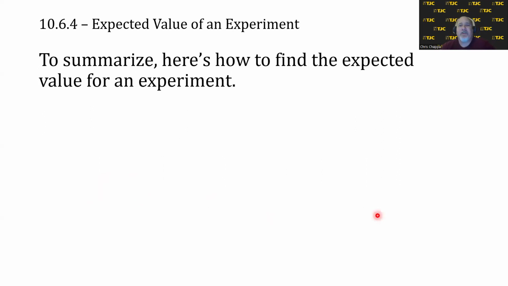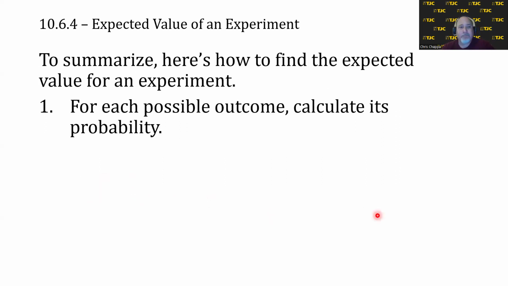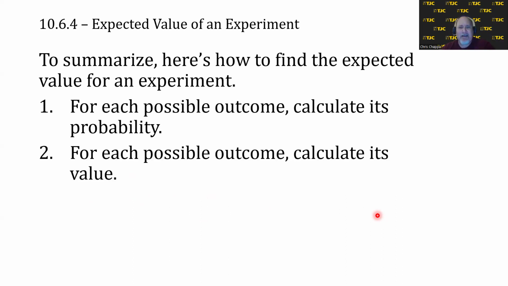So to summarize, here's how to find the expected value for an experiment. For each possible outcome, calculate its probability. That's usually a fraction. How many successes out of the total number of outcomes? For each possible outcome, calculate its value. How much do you stand to gain minus how much you lost?